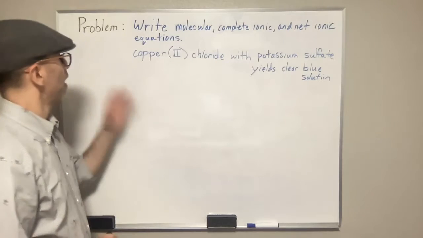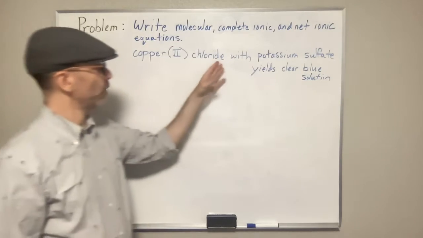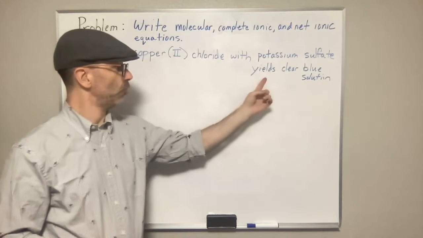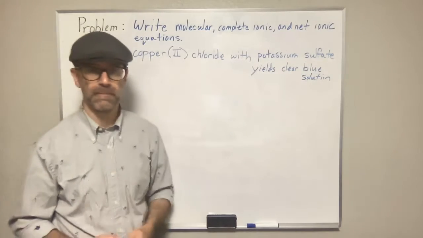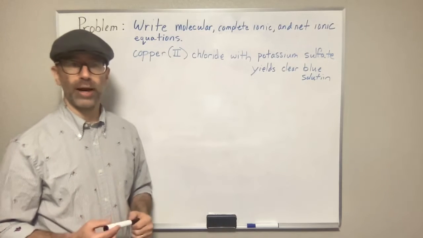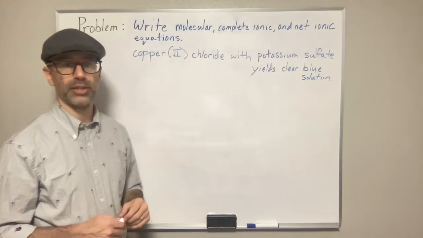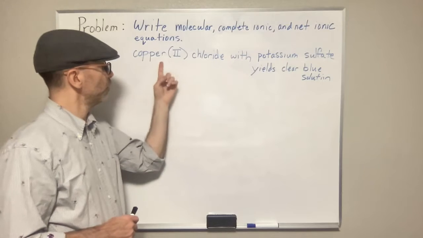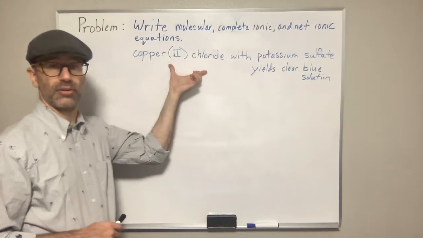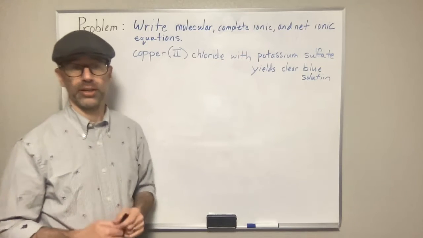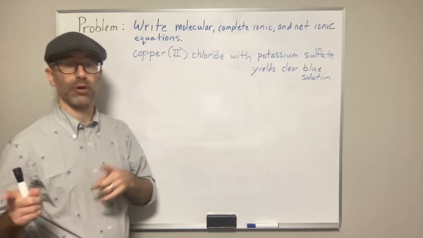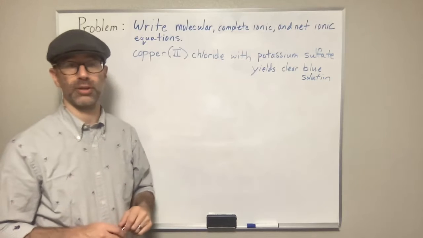Okay, so we have our copper-II chloride with potassium sulfate, and we're told that it yields a clear blue solution. So what's that all about? When we're writing our molecular equation, we need to convert. It looks like they've given us the names, not the formulas. And so what you need to be able to do is to convert the names into the formulas.